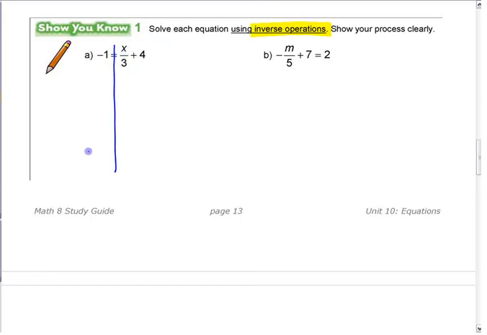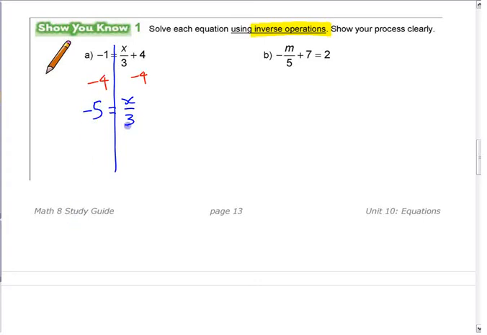Keep the two sides separate. Get rid of the extra thing here first, plus 4. To get rid of that plus 4, take away 4. So you do something to both sides, get a result. What's left on this side? You've got x divided by 3, plus 4 minus 4. You're just left with x divided by 3. And on the other side, you're going to have negative 5.